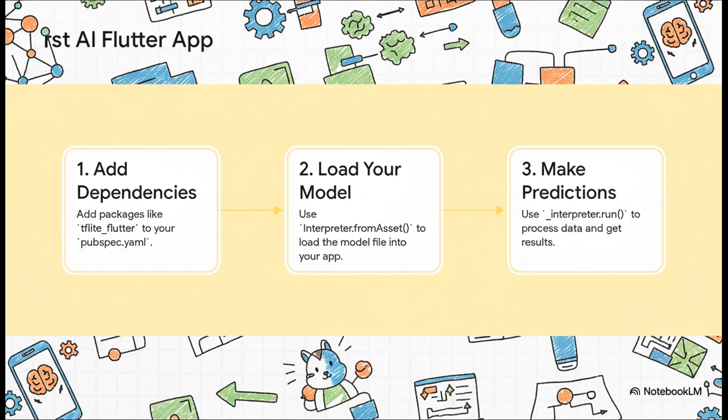Honestly, it really just boils down to these 3 steps. First, you tell your app which AI tools and packages you're going to use. Second, you load up your pre-trained brain, that's your AI model. And third, you just give it some data and ask it to make a prediction. That's the core loop. Everything else is just building on top of that simple, powerful foundation.